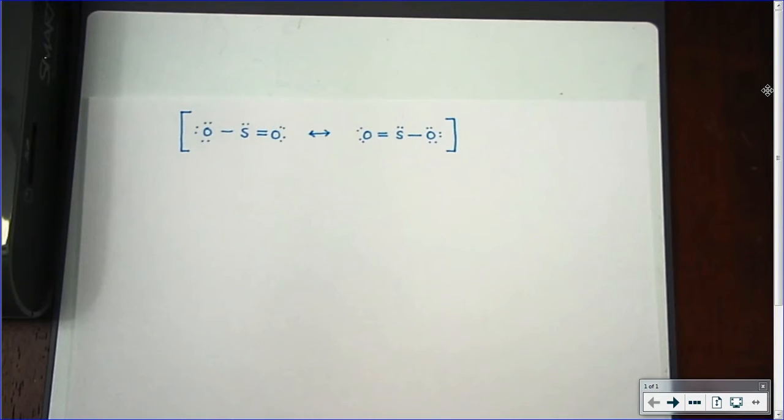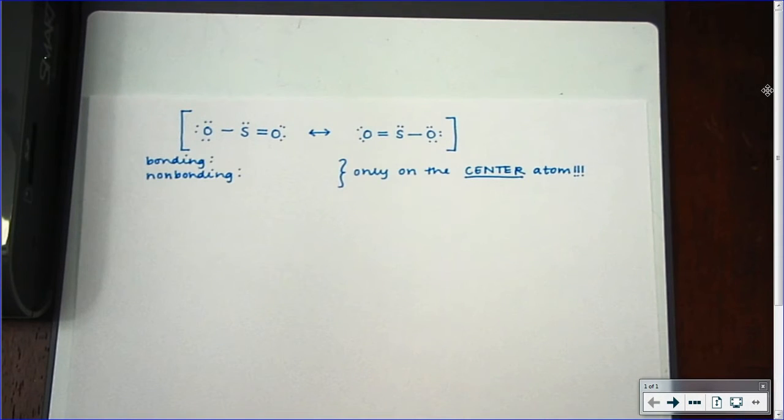So let's go ahead and look at our SO2 that we had before. Whenever we're using that tool and talking about bonding versus non-bonding domains, we only want to look at the center atom. So let's go ahead and get that down. I put a little bit extra here, but on the right-hand side, you can see we only care about the center atom. If you don't have a center atom, then your geometry will be linear.